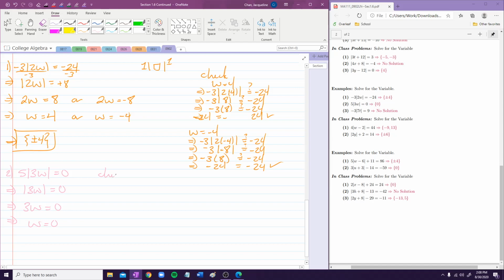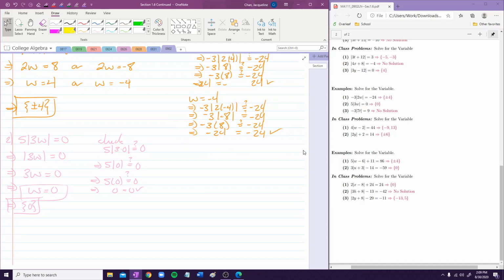So let's check it. I have 5 times the absolute value of 3 times 0. Does this equal 0? 3 times 0 is 0, and the absolute value of 0 is 0, so 5 times 0 is 0. Then we get 0 is equal to 0. So our solution set is 0, and this is acceptable.